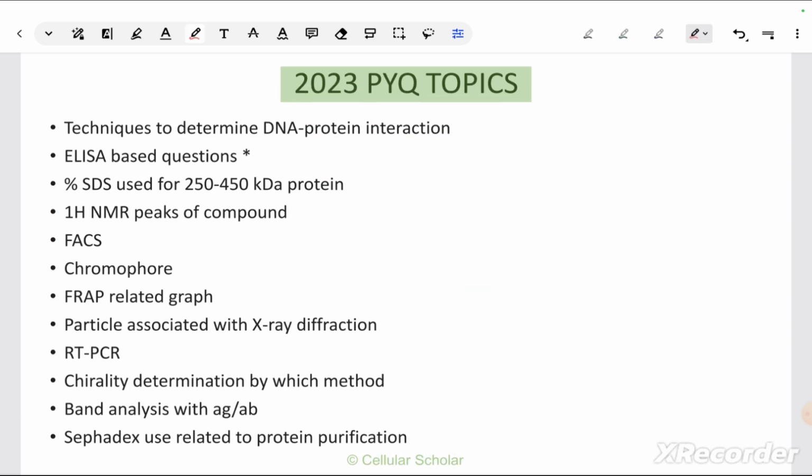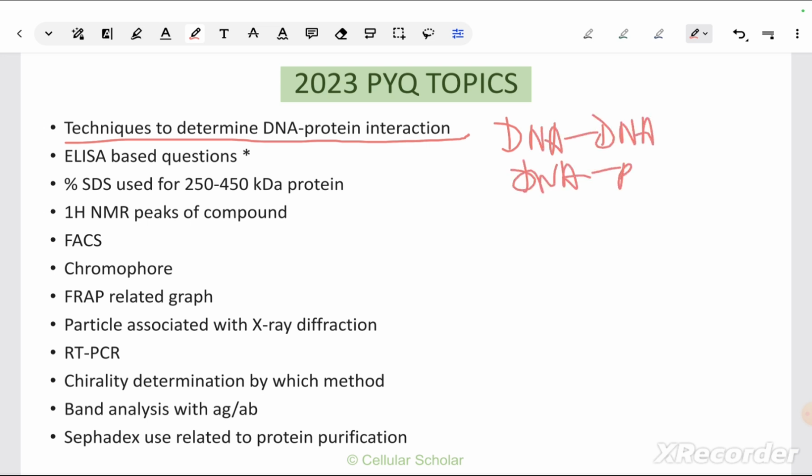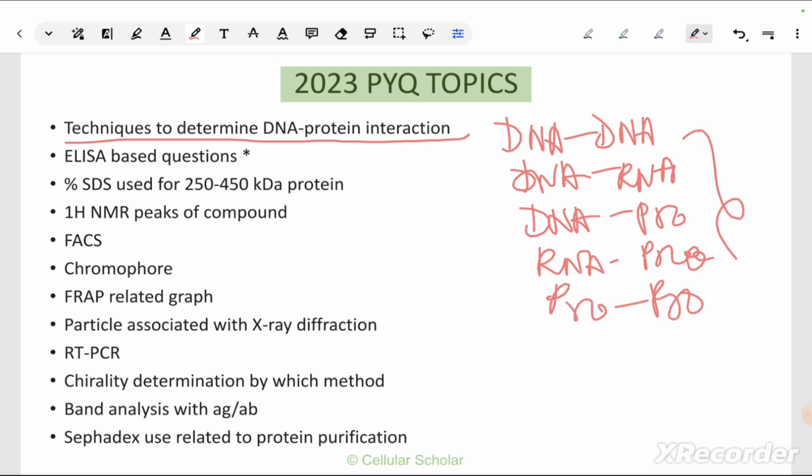Now the techniques part, again very important. They ask techniques to determine DNA protein interaction, and you should also know about DNA-DNA interaction techniques, DNA-RNA interaction techniques, DNA-protein, RNA-protein, and even protein-protein. Very very important. You should know what techniques are involved in determining these kinds of interaction, because many questions can be formed from this topic.